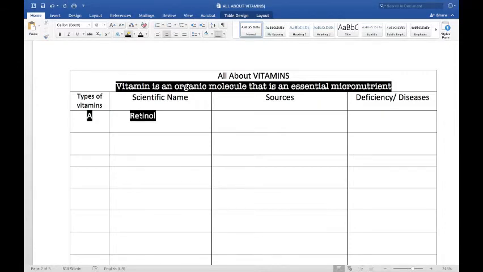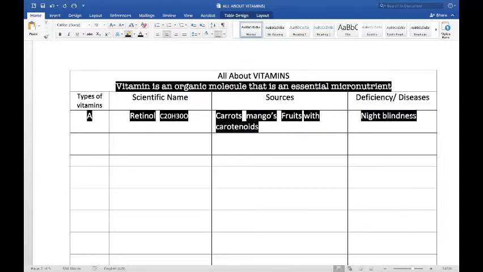Vitamin A is known as retinol, and this is its scientific formula. Now, retinol can be found in carrots, mangoes, and fruits with carotenoids. So a good source of vitamin A can be found in carrots, mangoes, and just fruits with carotenoids. Now, if you are lacking vitamin A, what is the deficiency called? The deficiency called is night blindness and xerophthalmia.